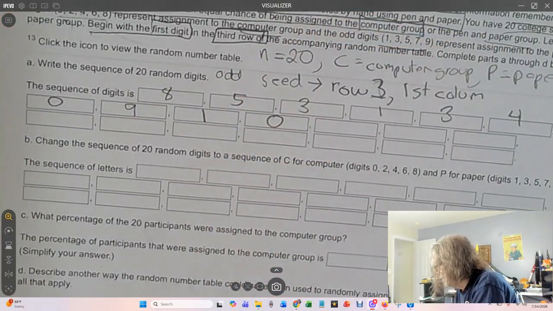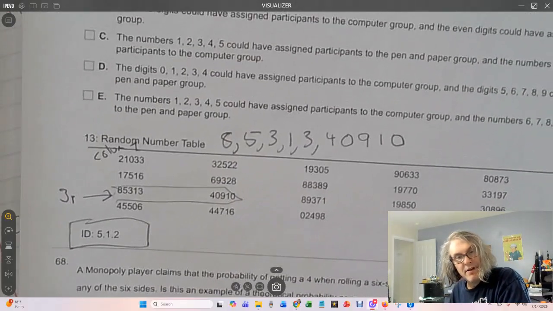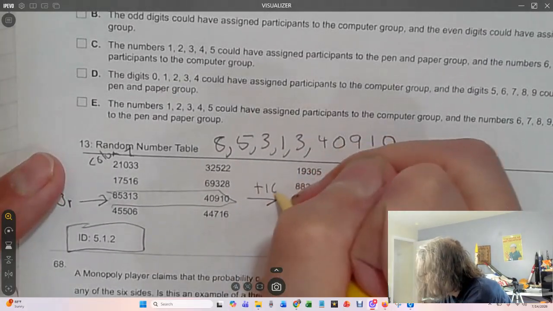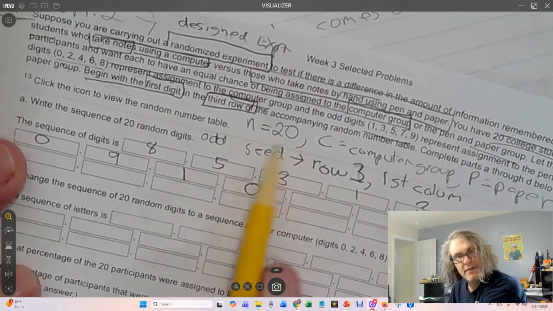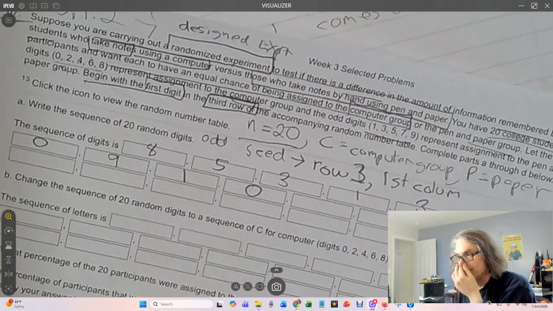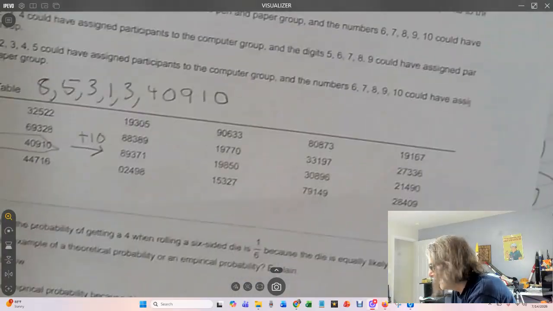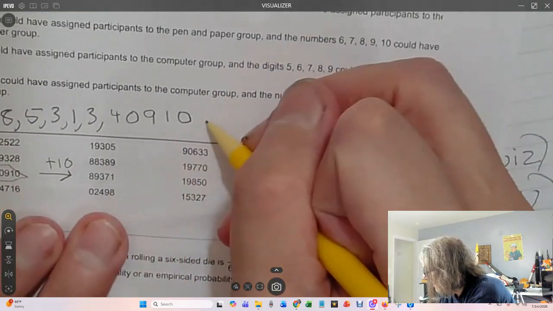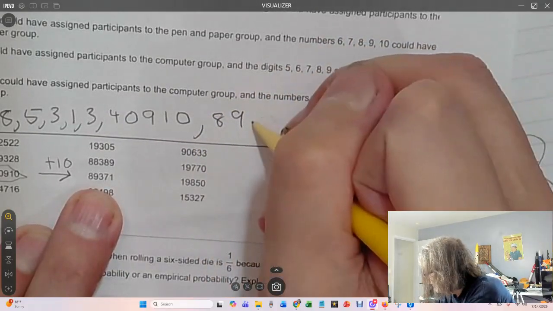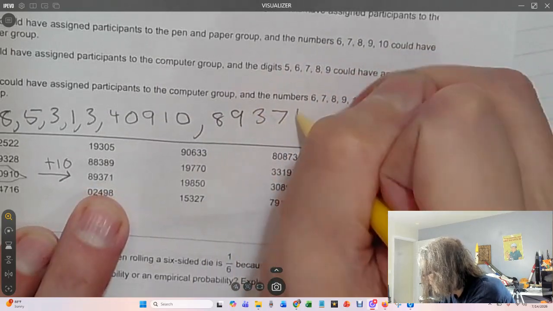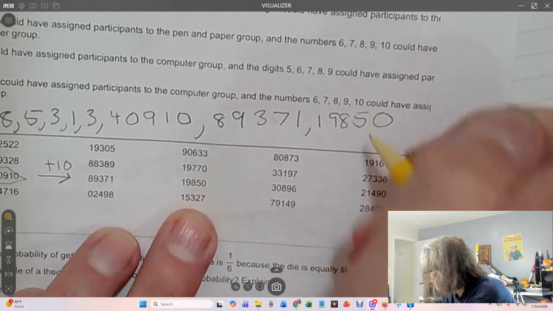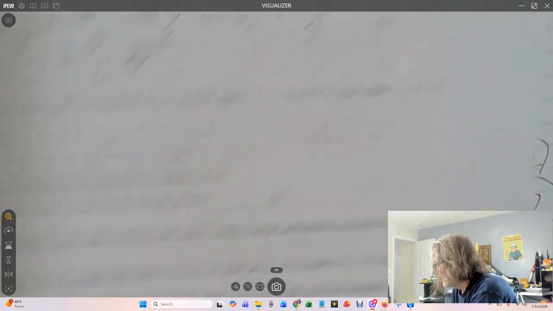We only did 10, so we've got to do 10 more because, remember, n is 20. That's how many individuals we want to have in our sample. So I should have done that all to begin with, but notice now we're going to have 8, 9, 3, 7, 1, 1, 9, 8, 5, 0. There we go. Now we'll put that up here.